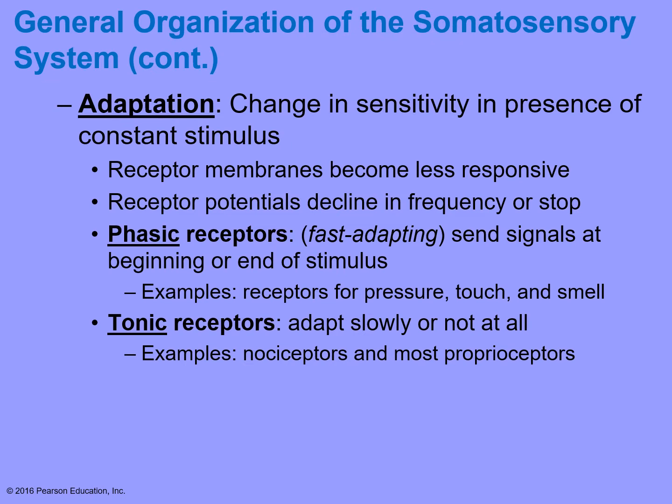Adaptation just refers to a change in the sensitivity when you're constantly receiving a stimulus. The receptor membranes become less responsive. And so therefore those generator potentials that are generated either decline in frequency or they stop altogether. It depends on what type of receptor it is, whether it's tonic, or it adapts slowly or not at all.